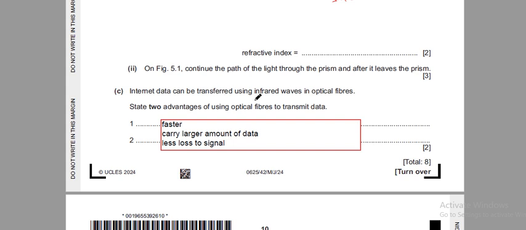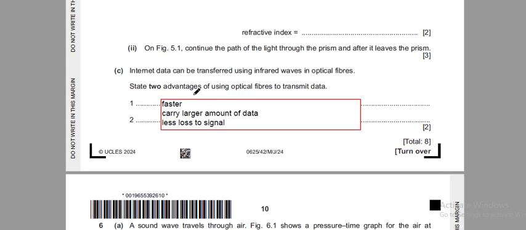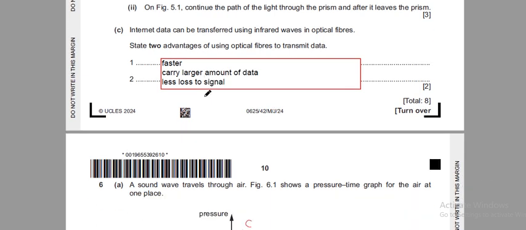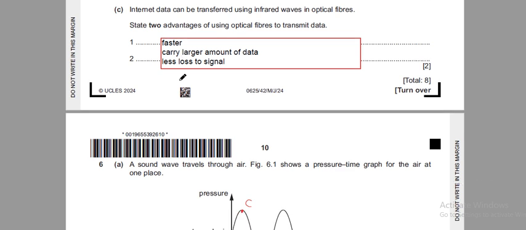Internet data can be transferred using infrared waves in optical fiber. Give two advantages of optical fiber. It is faster in transmitting data, carrying a large amount of data, and has less loss in signal current.